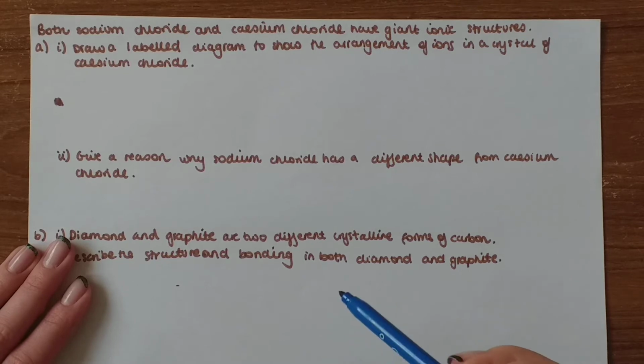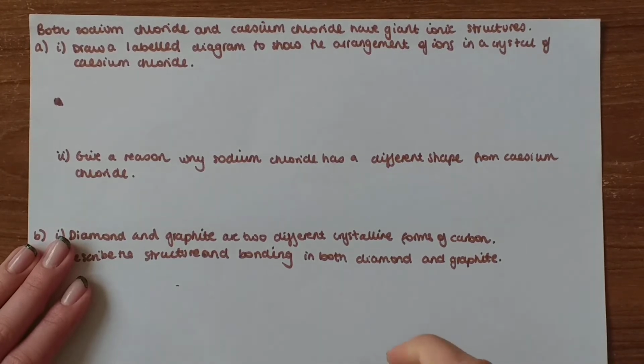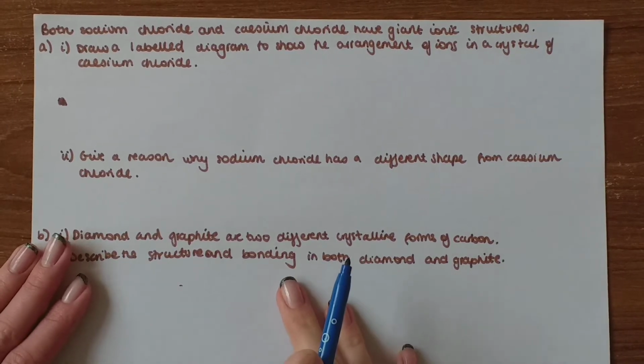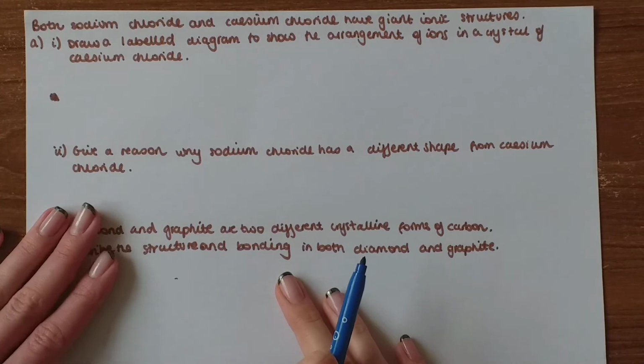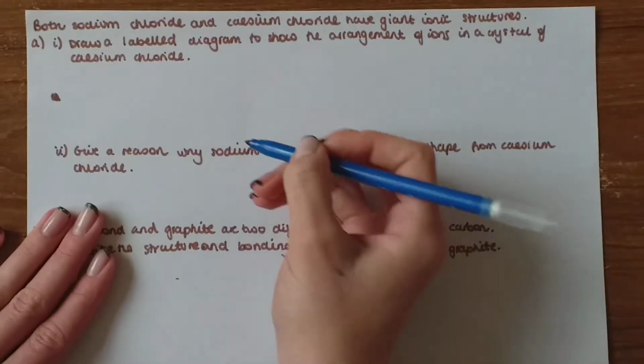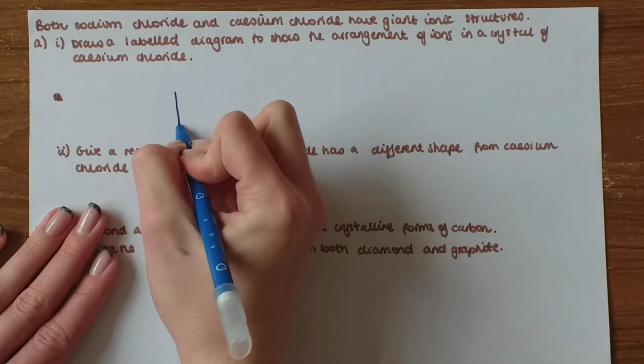So both sodium chloride and cesium chloride have giant ionic structures. Draw a labeled diagram to show the arrangement of ions in a crystal of cesium chloride. So cesium chloride is a body-centered shape. So I'm going to show you how I draw it.